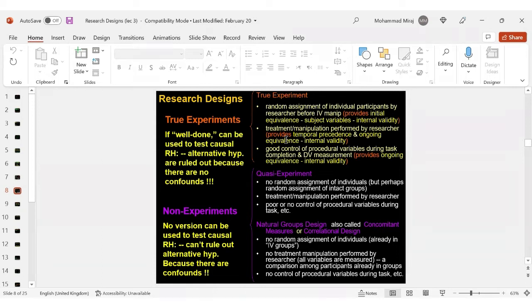Here you also use experiment or manipulation. However, there is poor or no control over the procedural variables. So these types of experiments are basically your quasi experiments. You can see these in social sciences research, where you cannot control the variables. For example, the environment where children are studying, or the effect of various environments on the health of the children. There you cannot control a lot of things, so the procedural variables are not under your control.